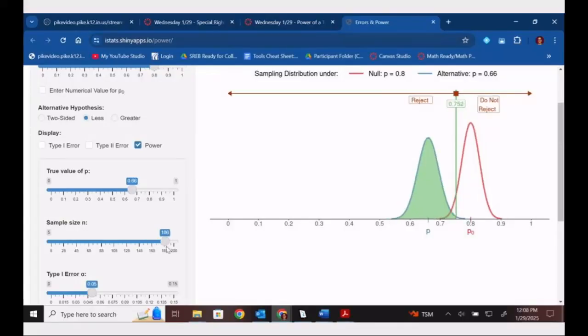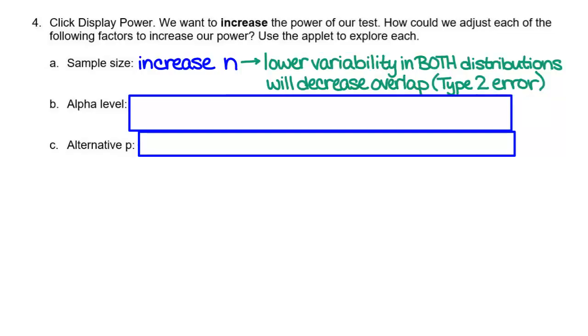What'd you say? It decreases the variability, which is another way to say they get narrower, right? Decreases our variability. Lower variability in both the distributions means that the overlap, that overlap is my probability of a type 2 error, that overlapping space becomes less.